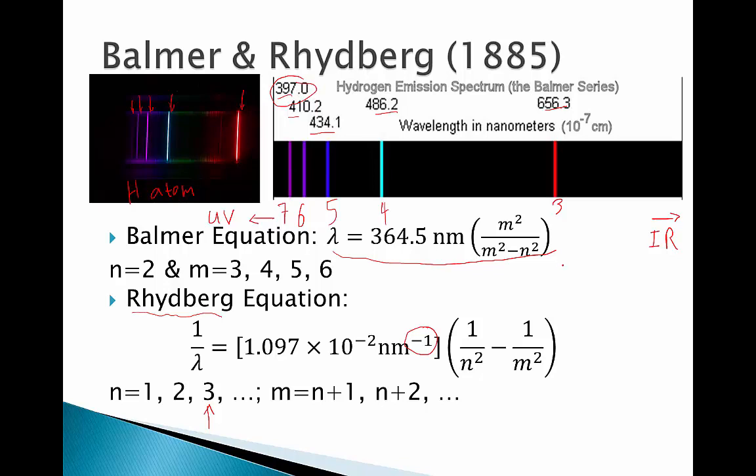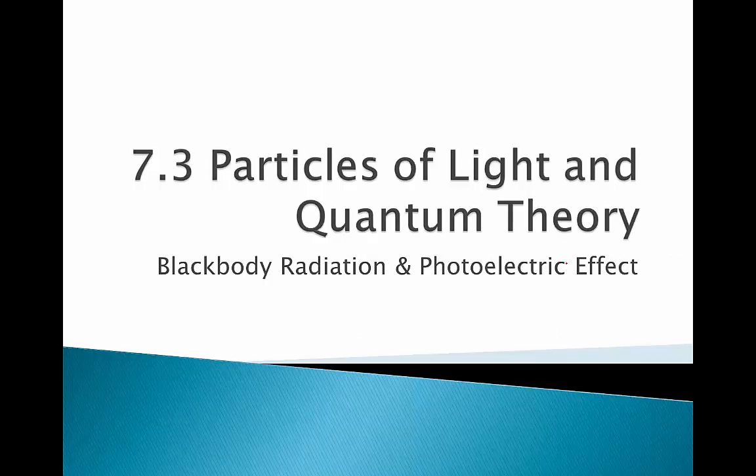So we get some other clues by looking at some other important aspects of light and some other important experiments that were done right about 1900. So here we're moving through time. And this is covered in section 7.3 of your textbook. We're going to look at particles of light and the beginnings of something called the quantum theory. So we're going to look at two important experiments, one dealing with something called blackbody radiation and the other dealing with something called the photoelectric effect.